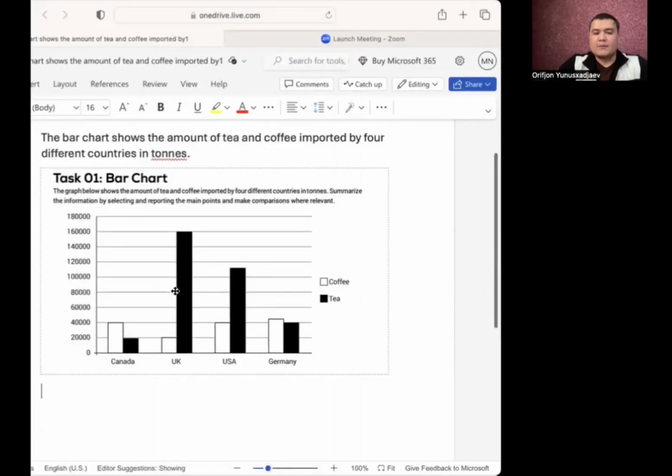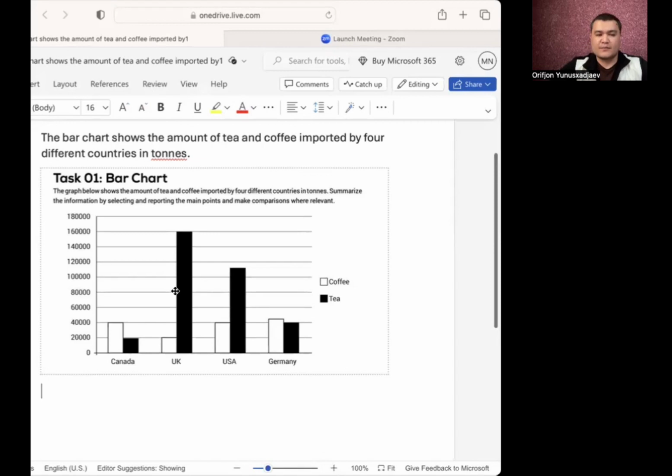Today we'll talk about a bar chart. This bar chart question was recently given to the candidates passing their IELTS exam here in Uzbekistan. I think it was on April 6th. So we will write down our answer to this question right now. Let's analyze each piece of information provided here in the chart first.